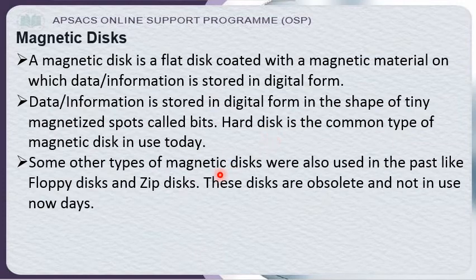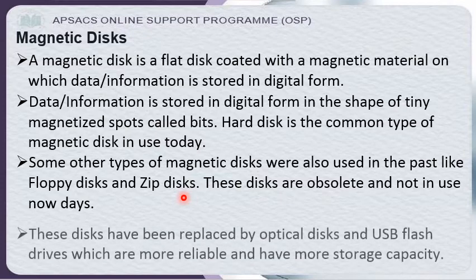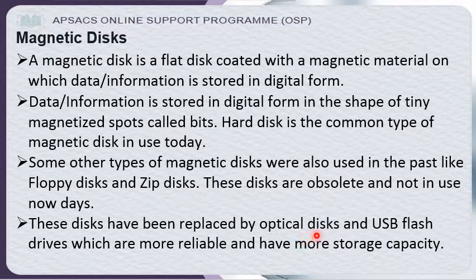Some other types of magnetic disk were also used in the past, like the floppy disk and zip disk, but right now they are obsolete. They have been replaced by other devices, which are the optical disk and USB flash disk, which are more reliable and have more storage capacity as compared to the floppy disk and zip disk.